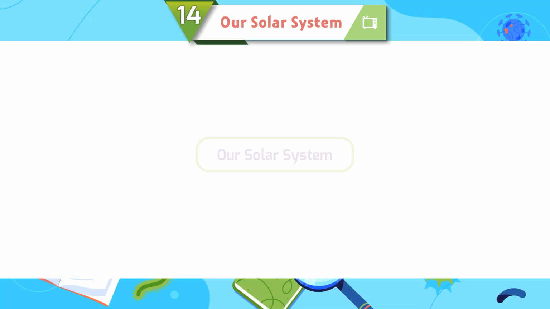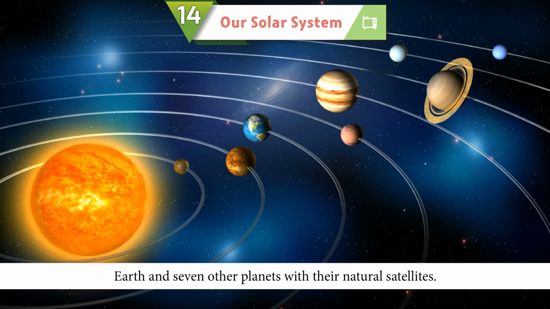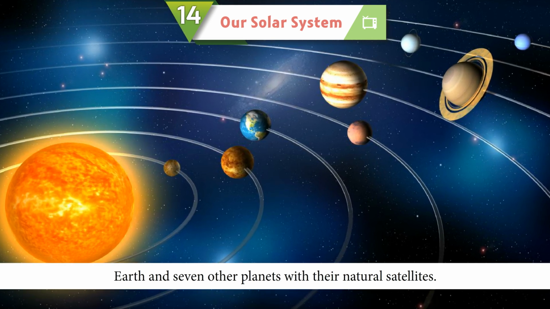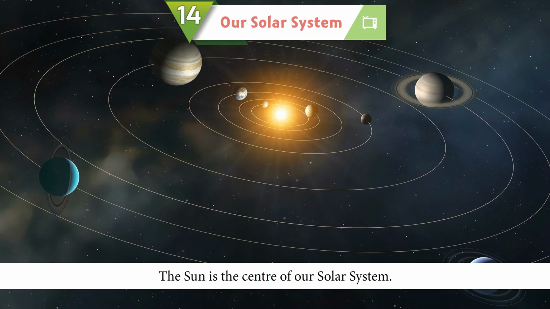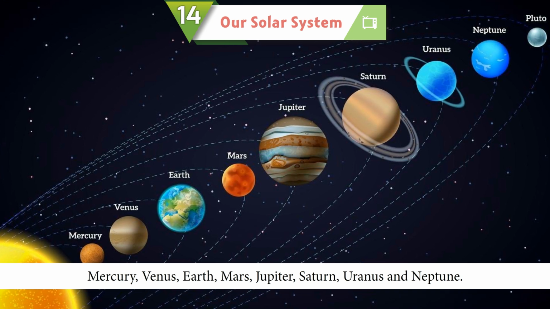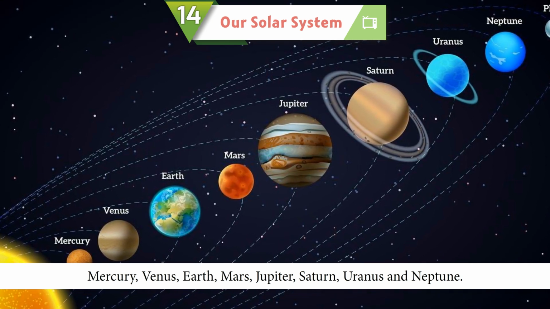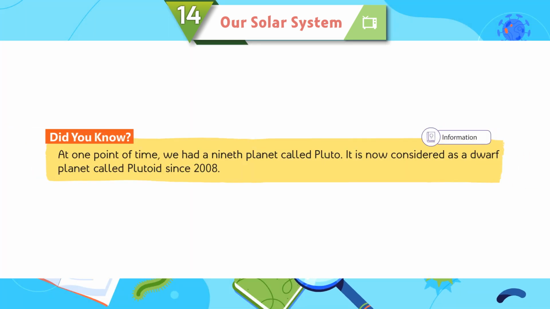Our solar system. The solar system includes the Sun, Earth and 7 other planets with their natural satellites. It is a part of the Milky Way galaxy. The Sun is the center of our solar system. The 8 planets that revolve around the Sun are Mercury, Venus, Earth, Mars, Jupiter, Saturn, Uranus and Neptune. Did you know? At one point of time, we had a 9th planet called Pluto. Now it is considered a dwarf planet called Plutoid since 2008.